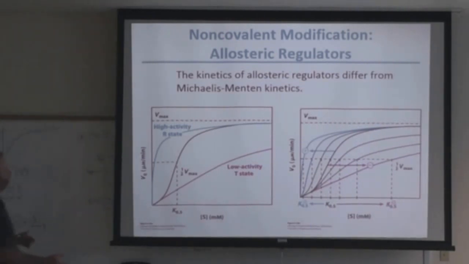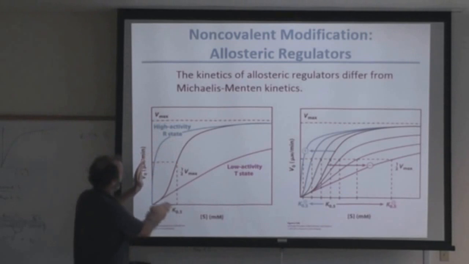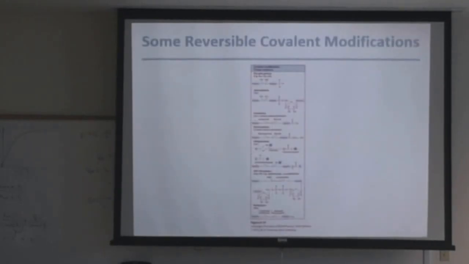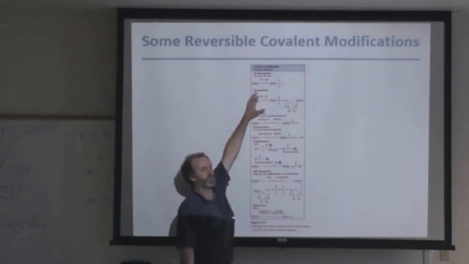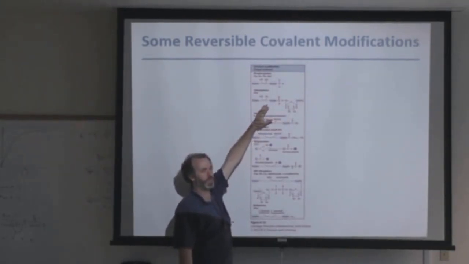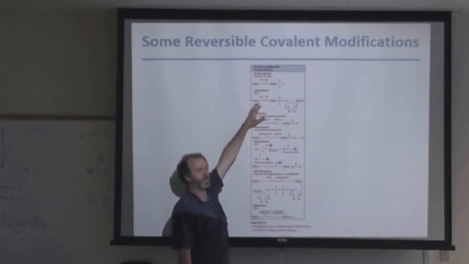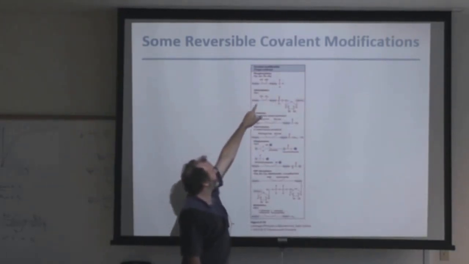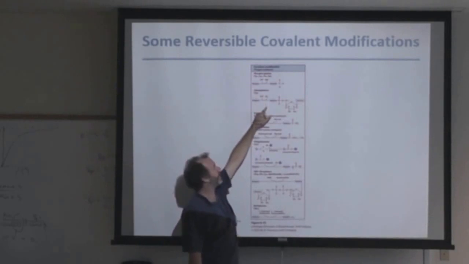So you end up with what's known as, it's kind of like mixed Michaelis-Menten kinetics between the two states, basically. Some reversible covalent modifications. So these are examples of modifications to enzymes. Enzymes have sites, they're proteins. They can be phosphorylated. Do you know what enzymes phosphorylate proteins? Kinases. And the enzymes that remove phosphate groups or dephosphorylate proteins are called phosphatases.